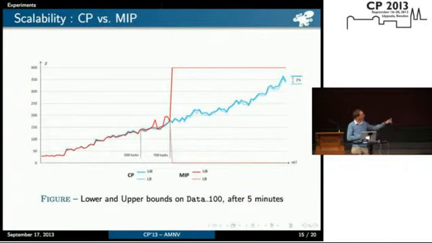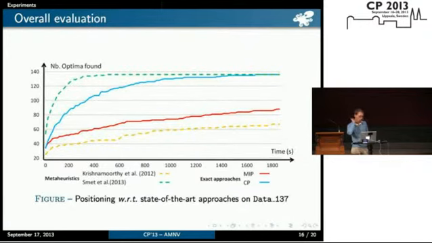And actually, this problem with MIP has already been pointed out by the OR community, and this is why they developed some metaheuristics. And so we compared our approach to those metaheuristics, which are in dotted lines. So again, in blue it's the CP results, and in red the MIP results. We see the number of optimal solutions we could get over time.